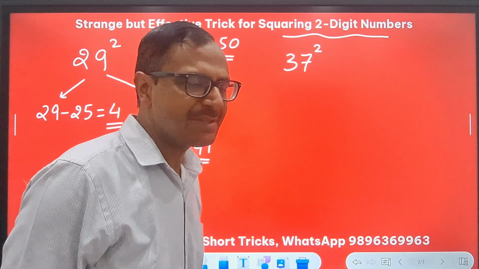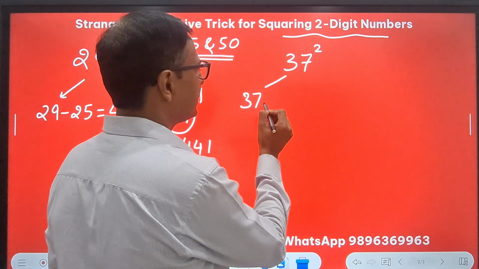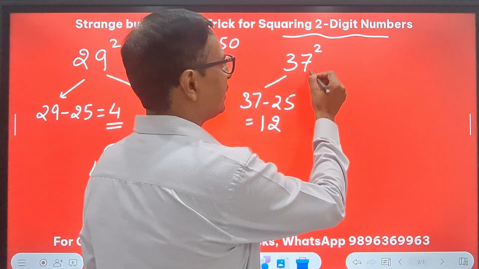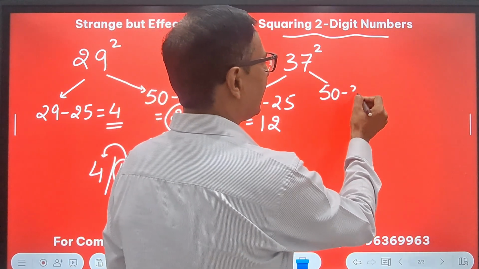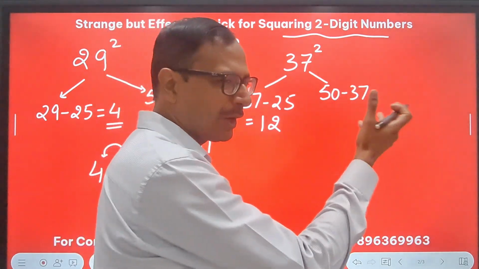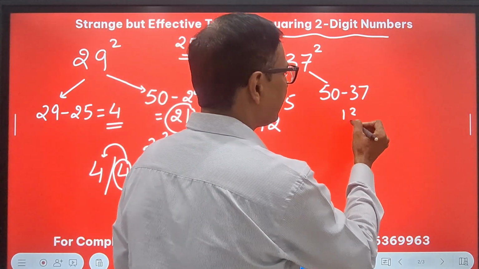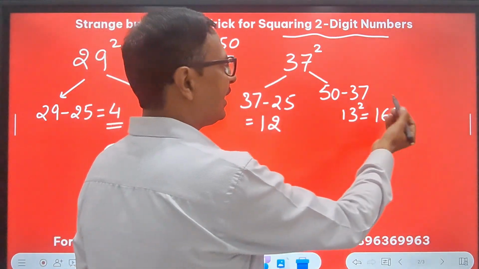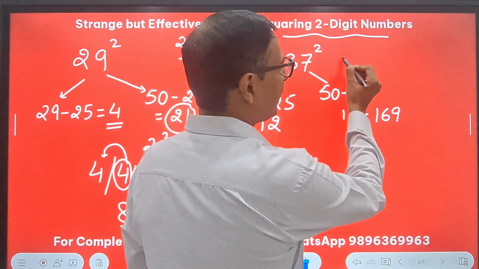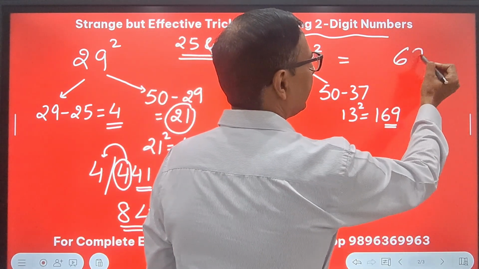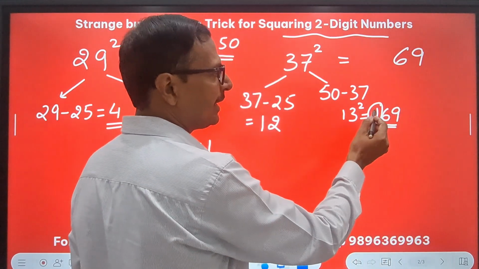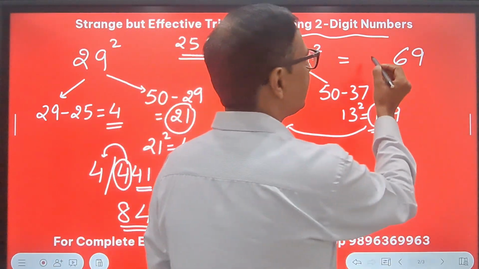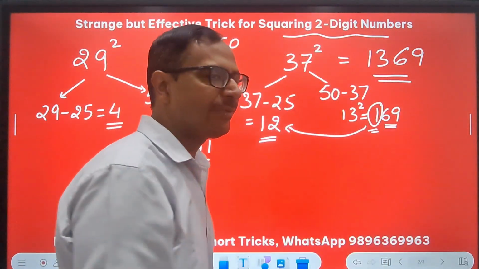If I take 37 square, 37 minus 25, the first number here, gives me 12, right? And how about 50 minus 37? I'm getting closer to very small numbers here. See, this is 13, and 13 square we already know is 169. So how will I use 12 and 169 now? I will retain 69 from here and carry forward the 1 here, and the 1 makes this 12 plus 1, 13, so 1369 is the square of 37.